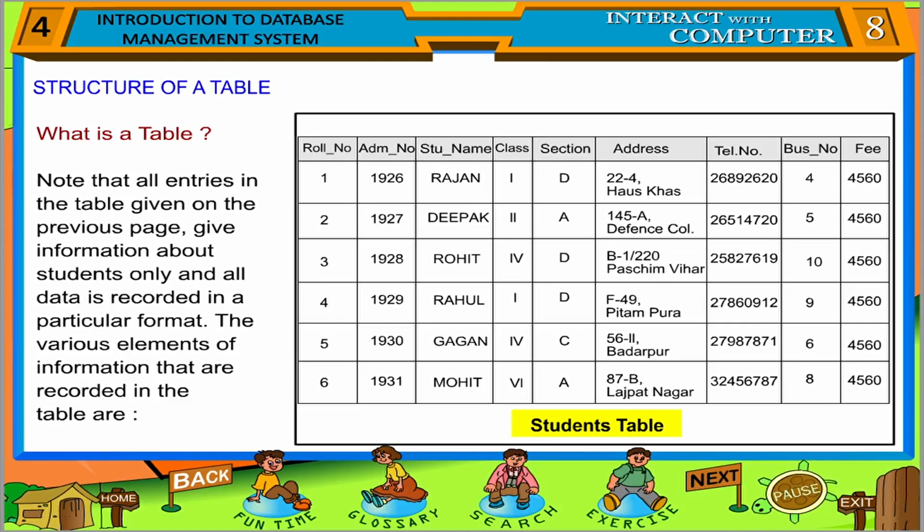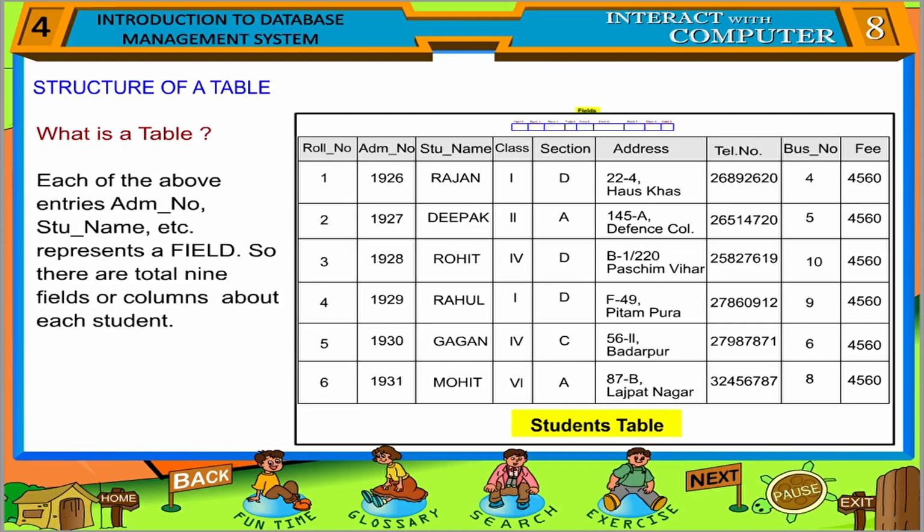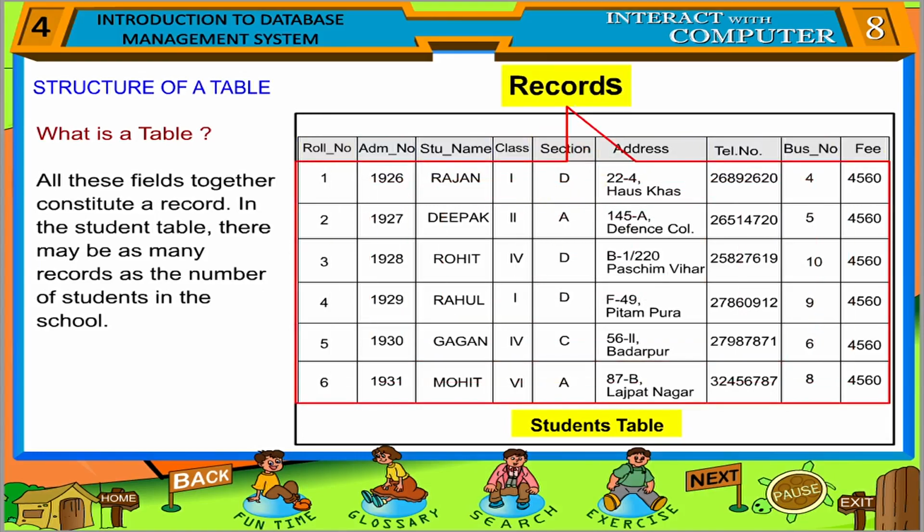The various elements of information that are recorded in the table are: each of the above entries, admission number, student name, etc., represents a field. So, there are a total of 9 fields or columns about each student. All these fields together constitute a record. In the student table, there may be as many records as the number of students in the school.